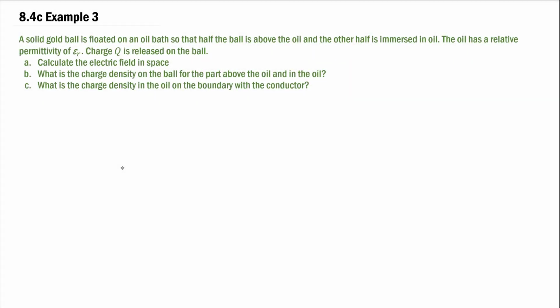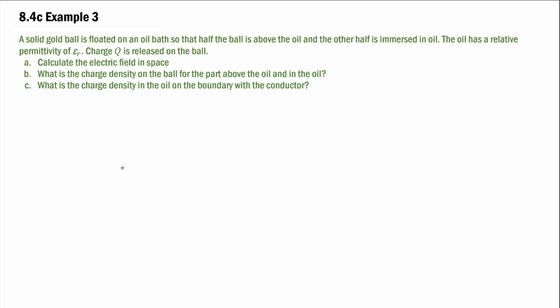Let's take a look at another example. We have a solid gold ball that is floated on an oil bath, so that half the ball is above the oil and the other half is immersed in oil. The oil has a relative permittivity of epsilon r, or a dielectric constant. A charge Q is going to be released on the ball.